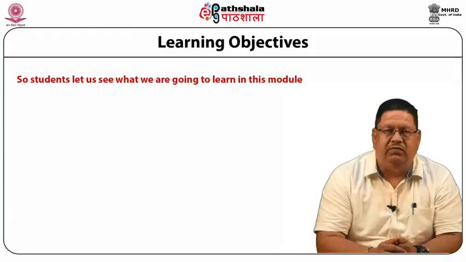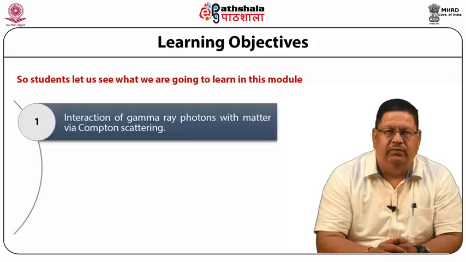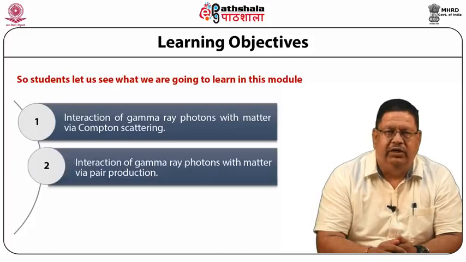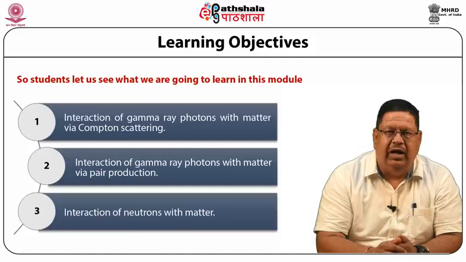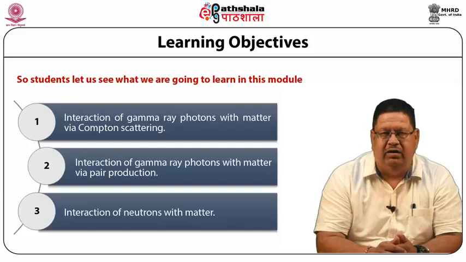Today we are going to talk on module Radiation Detectors Part 4 under the paper Nuclear and Particle Physics. After completing this module, the students will be able to: one, understand interaction of gamma ray photons with matter via Compton scattering. They will also understand the interaction of gamma ray photons with matter via pair production, and they will understand the interaction of neutrons with matter.